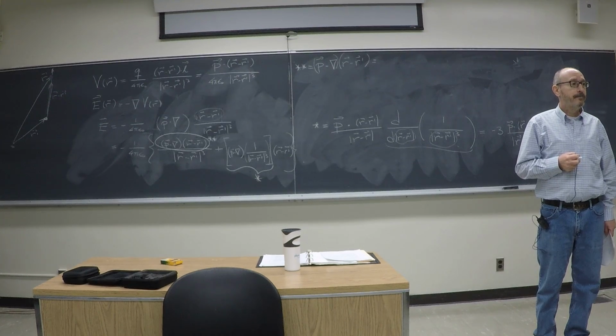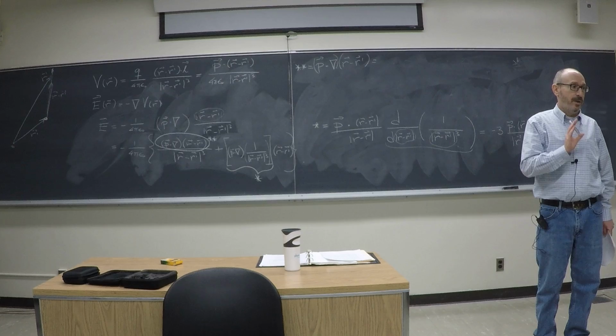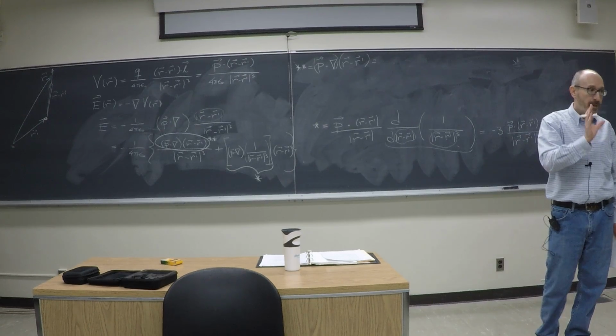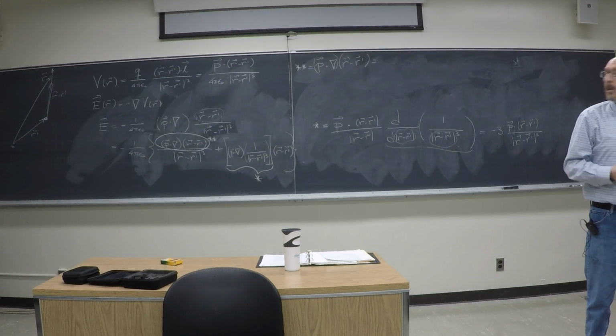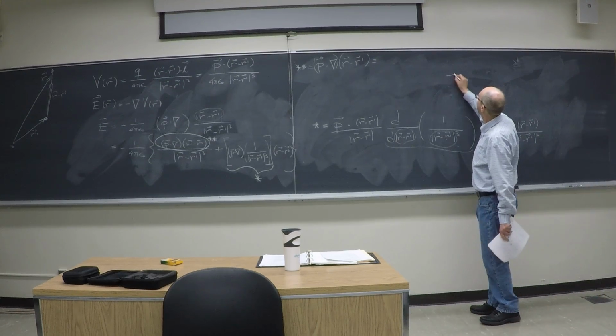P the derivative of R prime. Perfect. Whatever that derivative is, which could be complicated, but yes. Okay, what is that though? What is this?